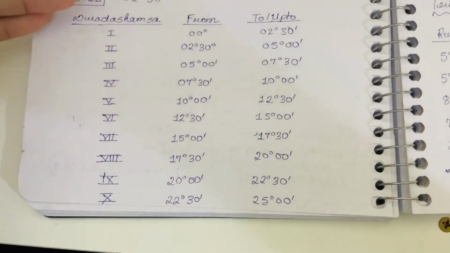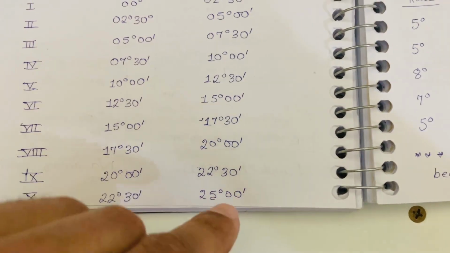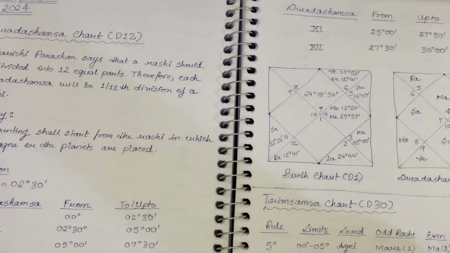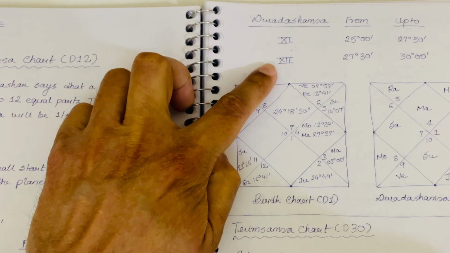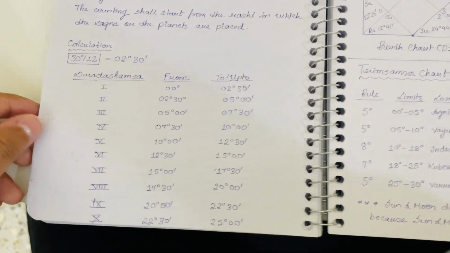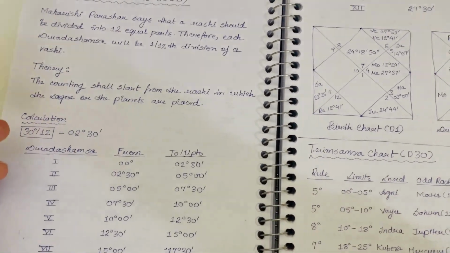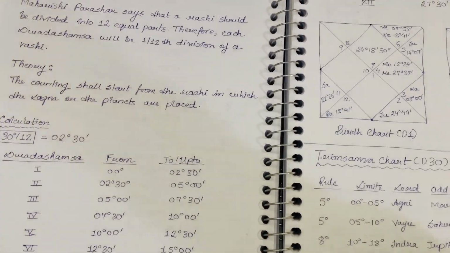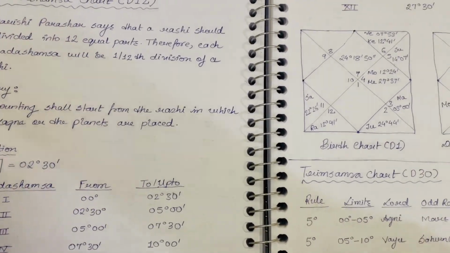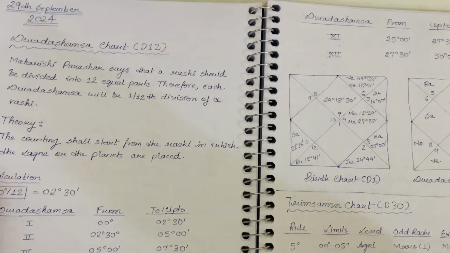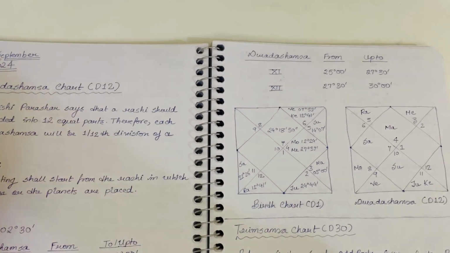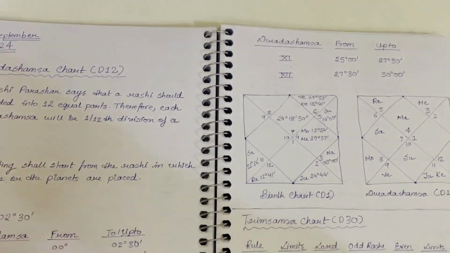Alright. Same concept applies, and from 0 degrees we arrive at 30 degrees, and we have our 12 different ranges of Dwadashamsha. Based on this particular table, we will understand how much we need to count for a particular planet in order to get it placed in the Dwadashamsha chart. The look and feel of the Dwadashamsha chart will again be the same as compared to the Drishkana, as compared to Saptamsha, as compared to our Navamsha, right?